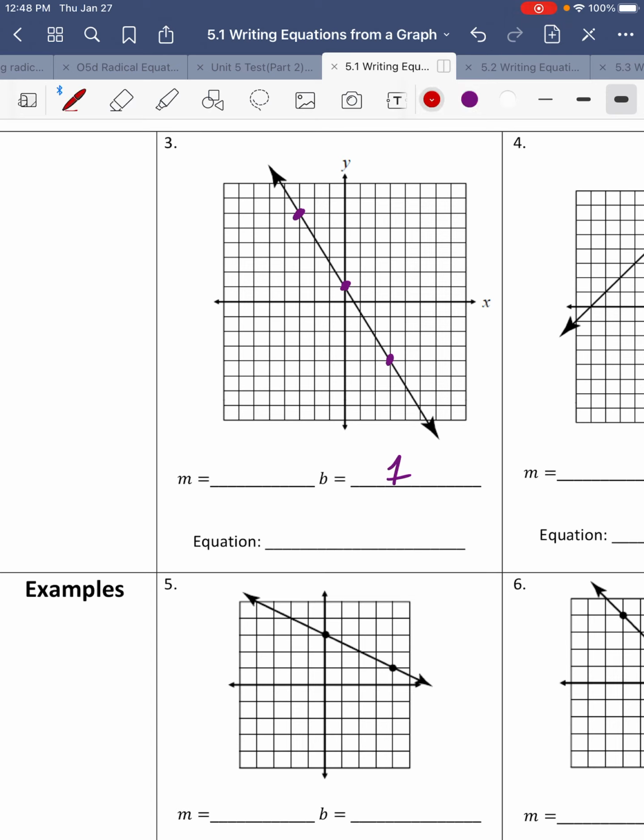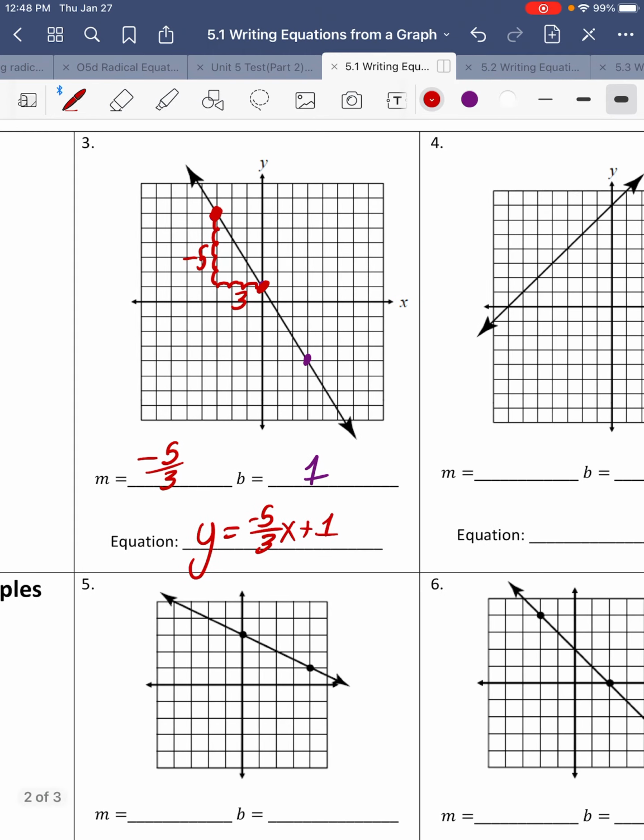Okay, you can choose any two coordinates you want. I'm just going to take these two. I'm going to start on the left coordinate, and I'm going to get to the right by following these little coordinate lines. So down 1, 2, 3, 4, 5. Down 5, make sure you know how to count to 5. And to the right 1, 2, 3, which is positive. So negative 5 over 3. So your equation is y equals negative 5 over 3 x plus 1.